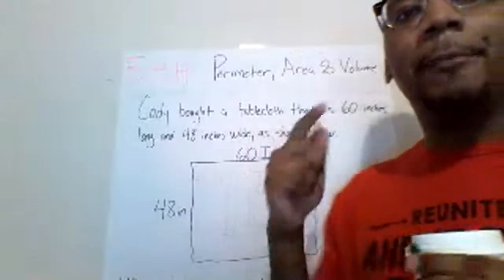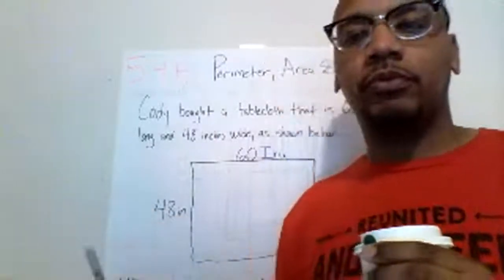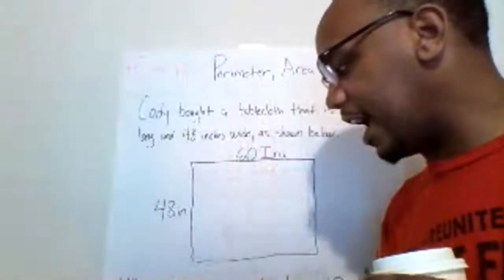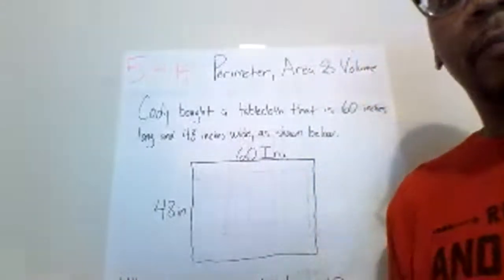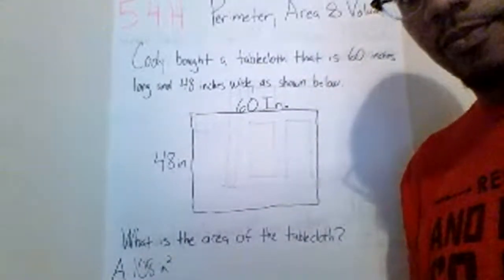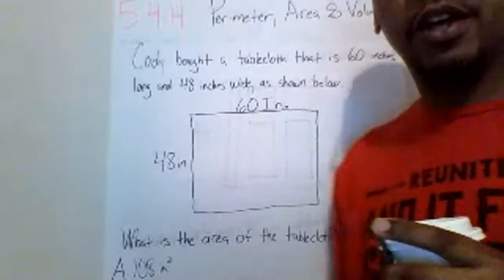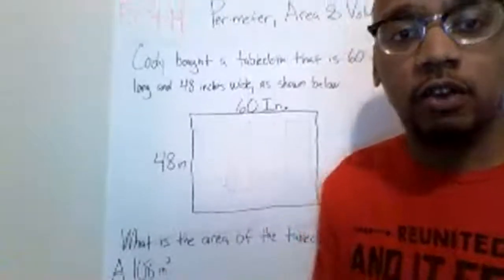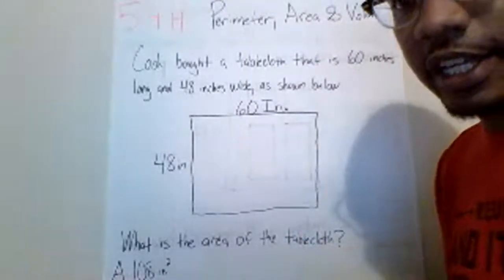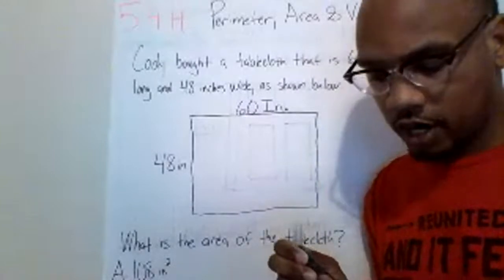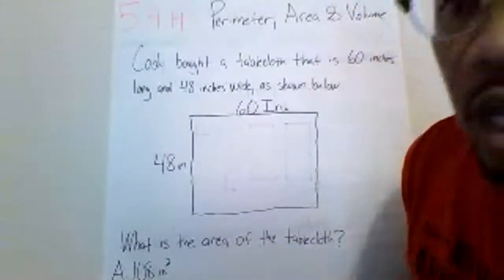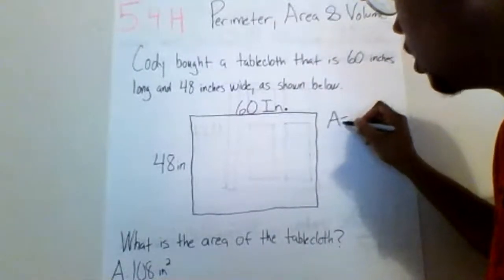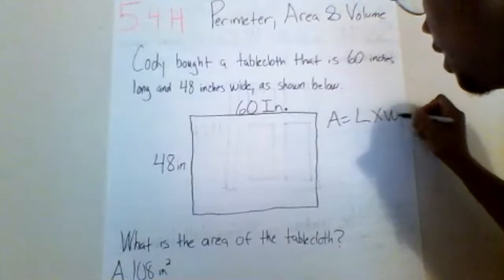Now, because it's a rectangle, I can use that when it comes to finding the area of the tablecloth, because I'm trying to look for the area. What is the area of the tablecloth? Again, if you look at the top of the chat, I have the formulas written down. The formula for area is length times width. Area is equal to length times width.